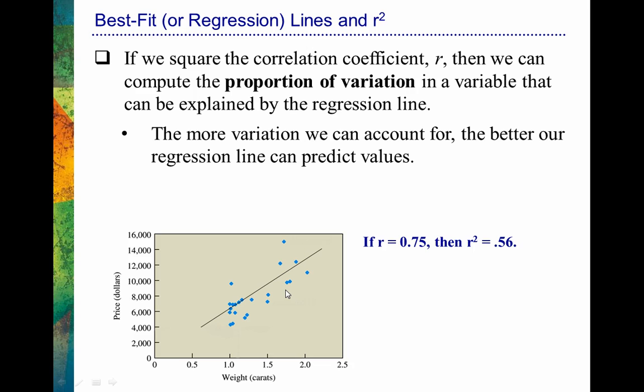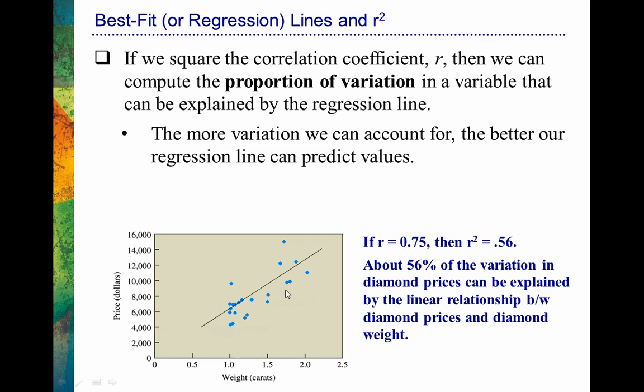And this is how we interpret it. This is where it's going to make a little bit more sense for you. That would mean that about 56% of the variation in these diamond prices can be explained by the relationship between diamond prices and weight. In other words, about 56% of the variability in those diamond prices can be explained by its relationship with weight, the diamond's relationship with weight. Now, as that correlation coefficient gets smaller, you can see that the R squared value is going to get smaller as well.